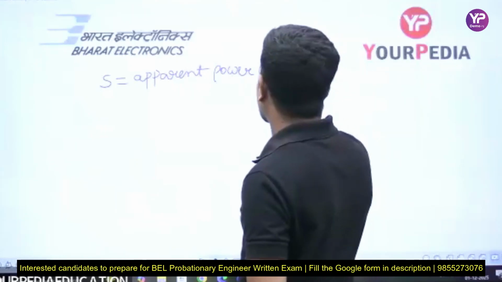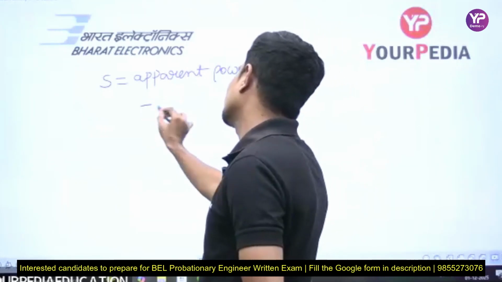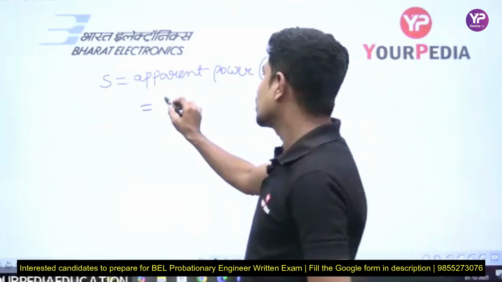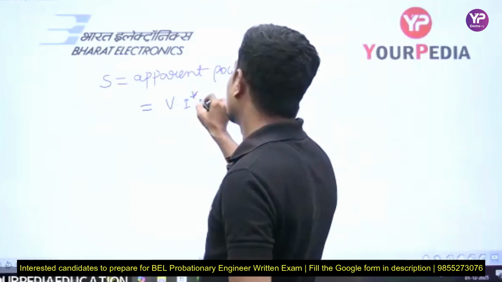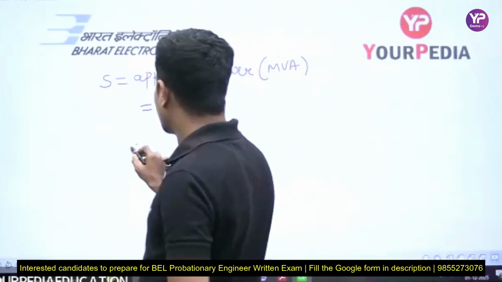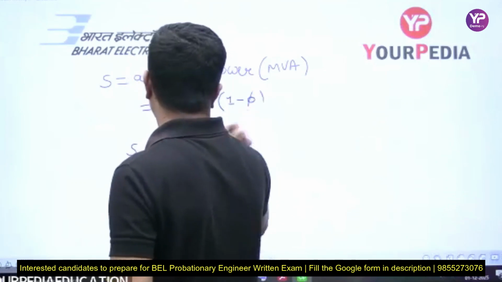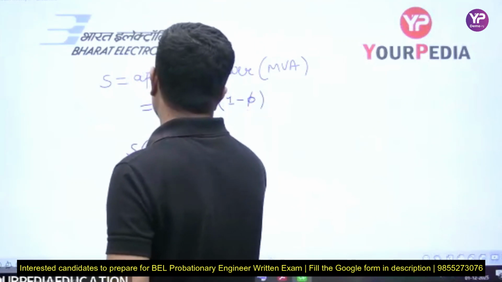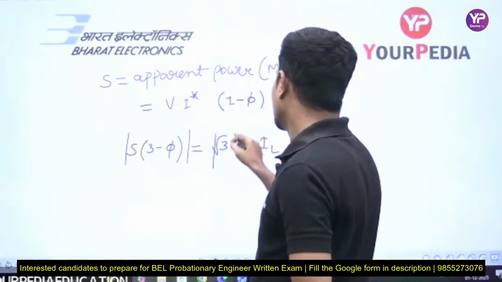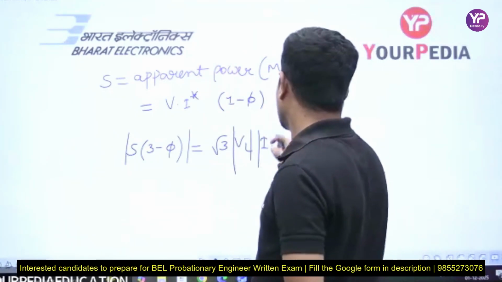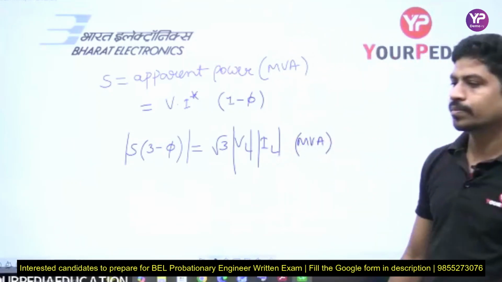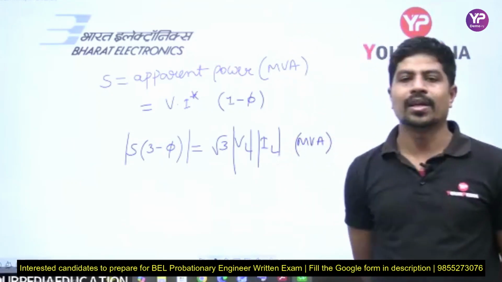Apparent power has units of MVA in a power system, because our power is very high; M stands for mega. Also kVA and VA. The formula is V into I conjugate, not just V into I. This is for a single phase system. What about three phase? For three phase, S is equal to root 3 VL into IL. If you want the magnitude, S is equal to root 3 VL IL.